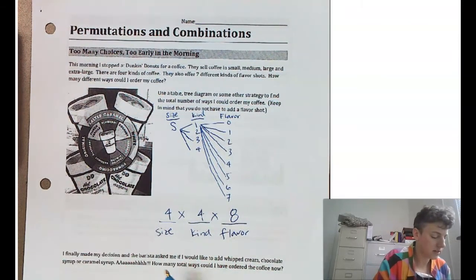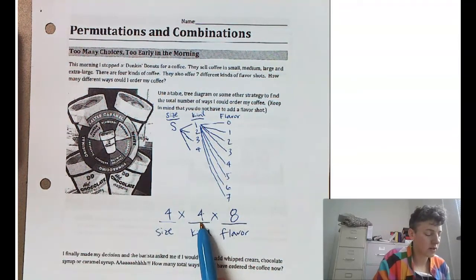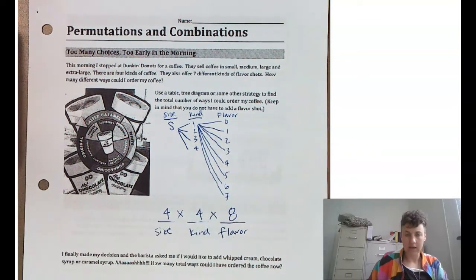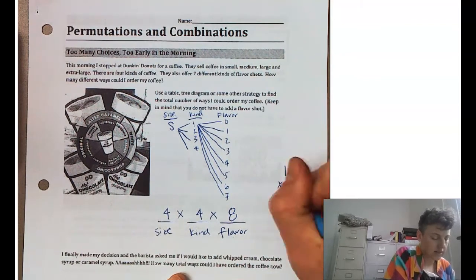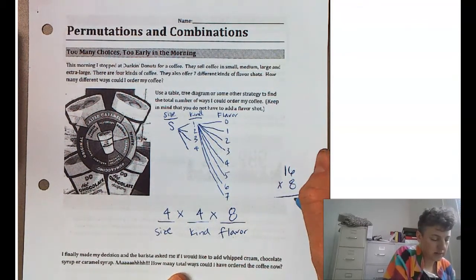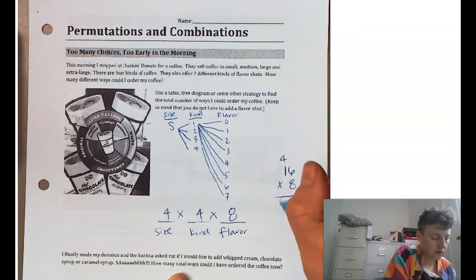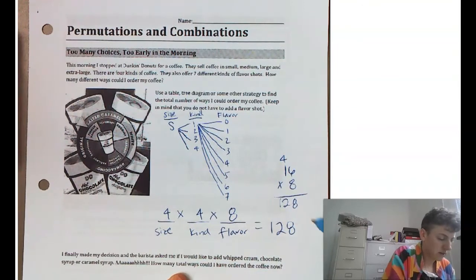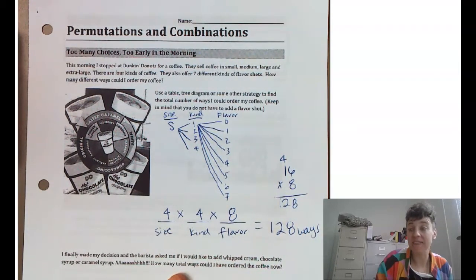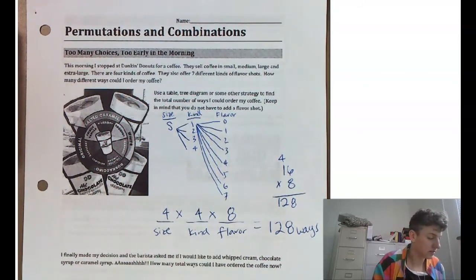And we get 4 times 4 is 16, times 8 is a number I don't remember off the top of my noodle, so I'm going to have to get out my handy-dandy calculator. Or I could just do this, 16 times 8. 6 times 8 is 48, and 4, 128. So there's 128 ways to order coffee. That's a lot. It's a lot of choices.